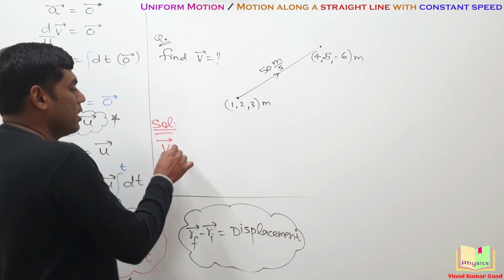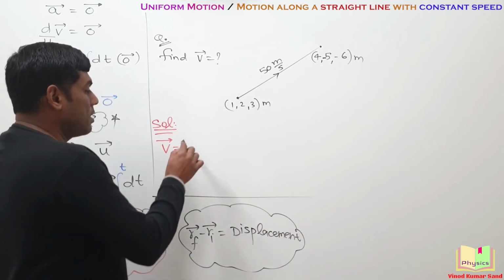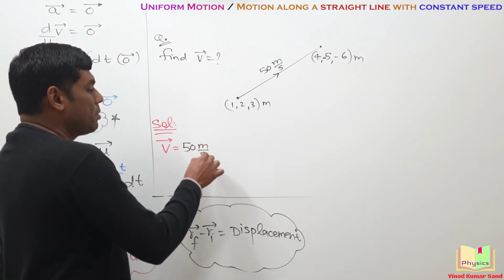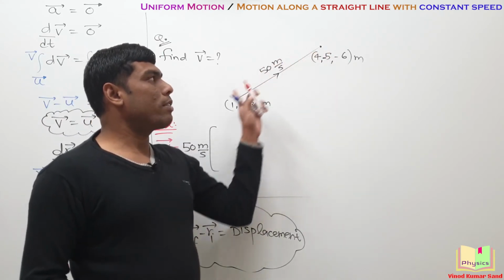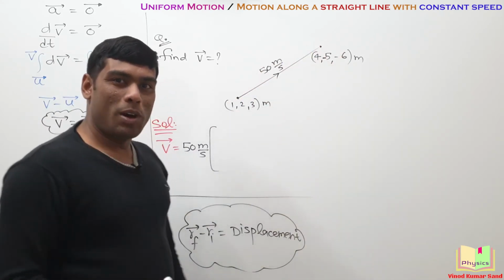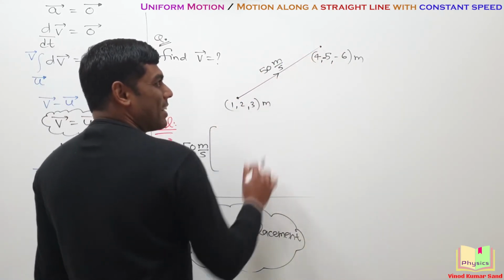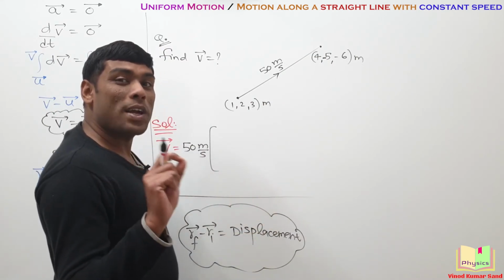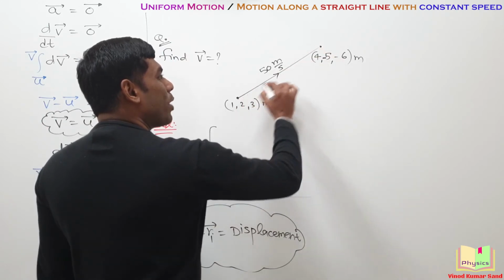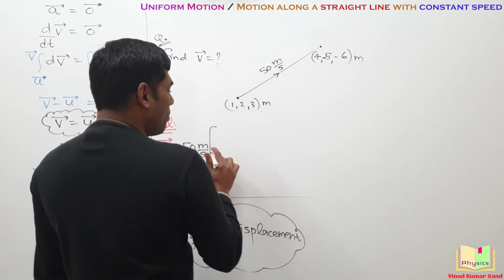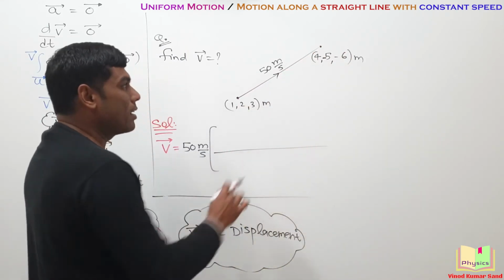We need velocity in vector form, which has the magnitude 50 meter per second, and direction can be obtained by taking a unit vector along this line. You know how to write this unit vector. Unit vector is vector divided by its magnitude. So first we'll find a vector along this direction and then we'll divide it by its magnitude.